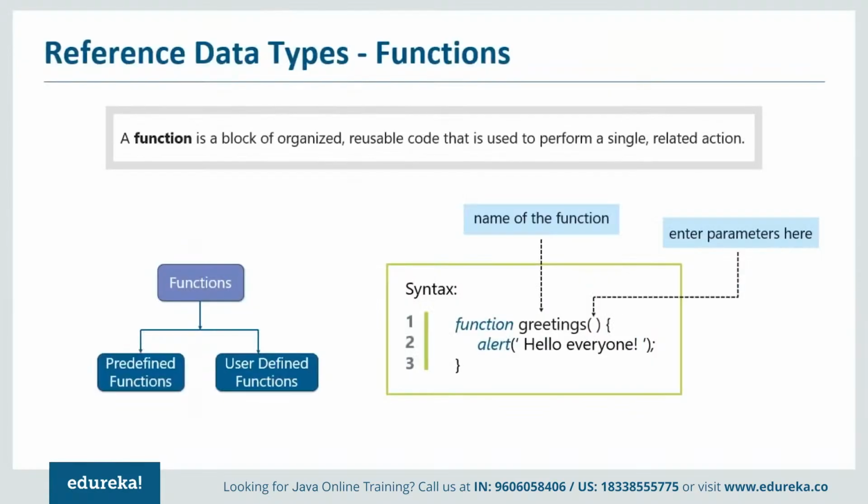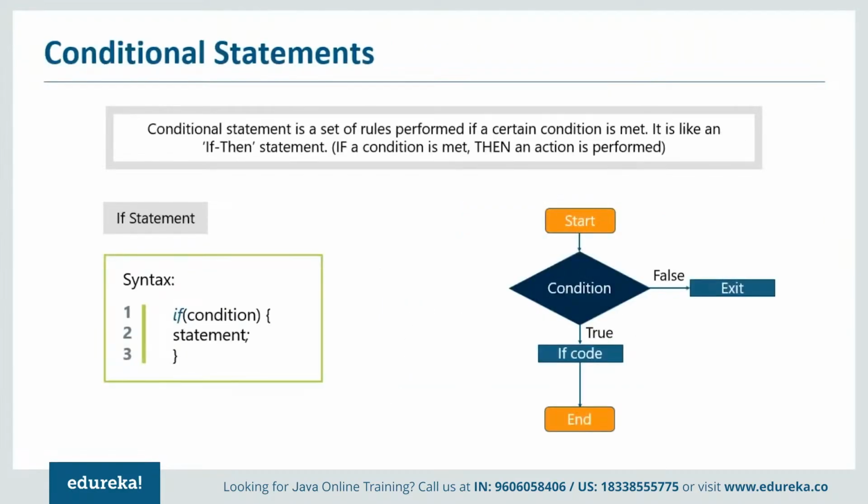Next, we have conditional statements. Now, conditional statements are used to perform different actions on different conditions. So if is used to execute a block of code only if the condition is true. Basically, if a condition is met, then the statements within this block will get executed. This is the syntax of the if statement. So basically, if is a keyword, and within brackets, you're going to define the condition. Now, if this condition is met, then this statement or a set of statements is executed.